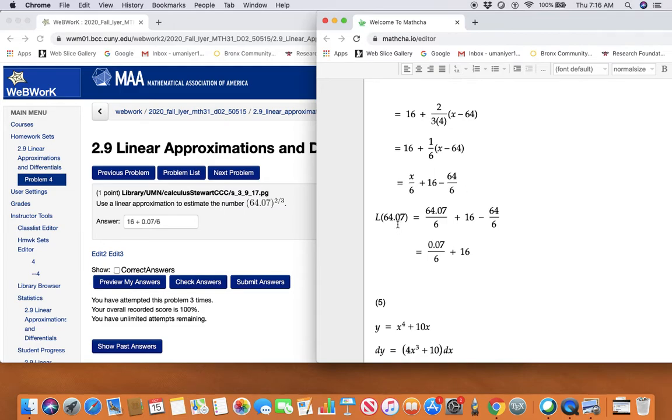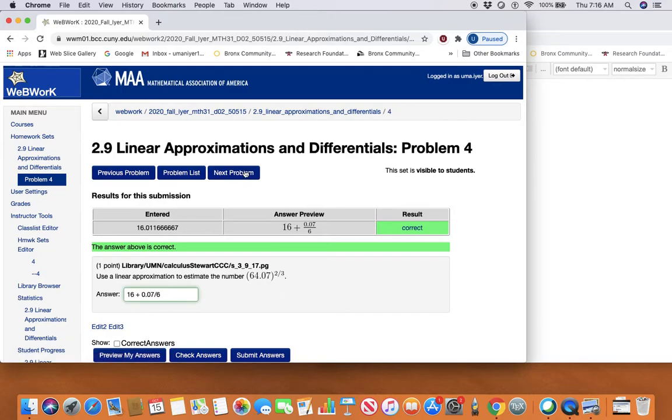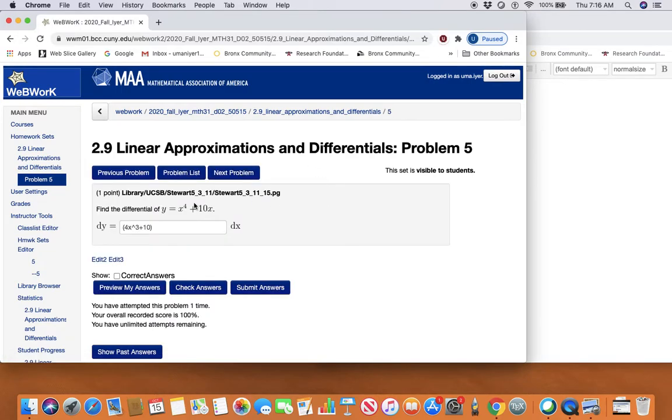Now I can plug in 64.07, the number whose power 2/3 you want to approximate. So when you plug in that number, you get this value and this value. Simply simplify. Look, denominator 6. This minus this, 0.07 over 6 plus 16. And you're done.